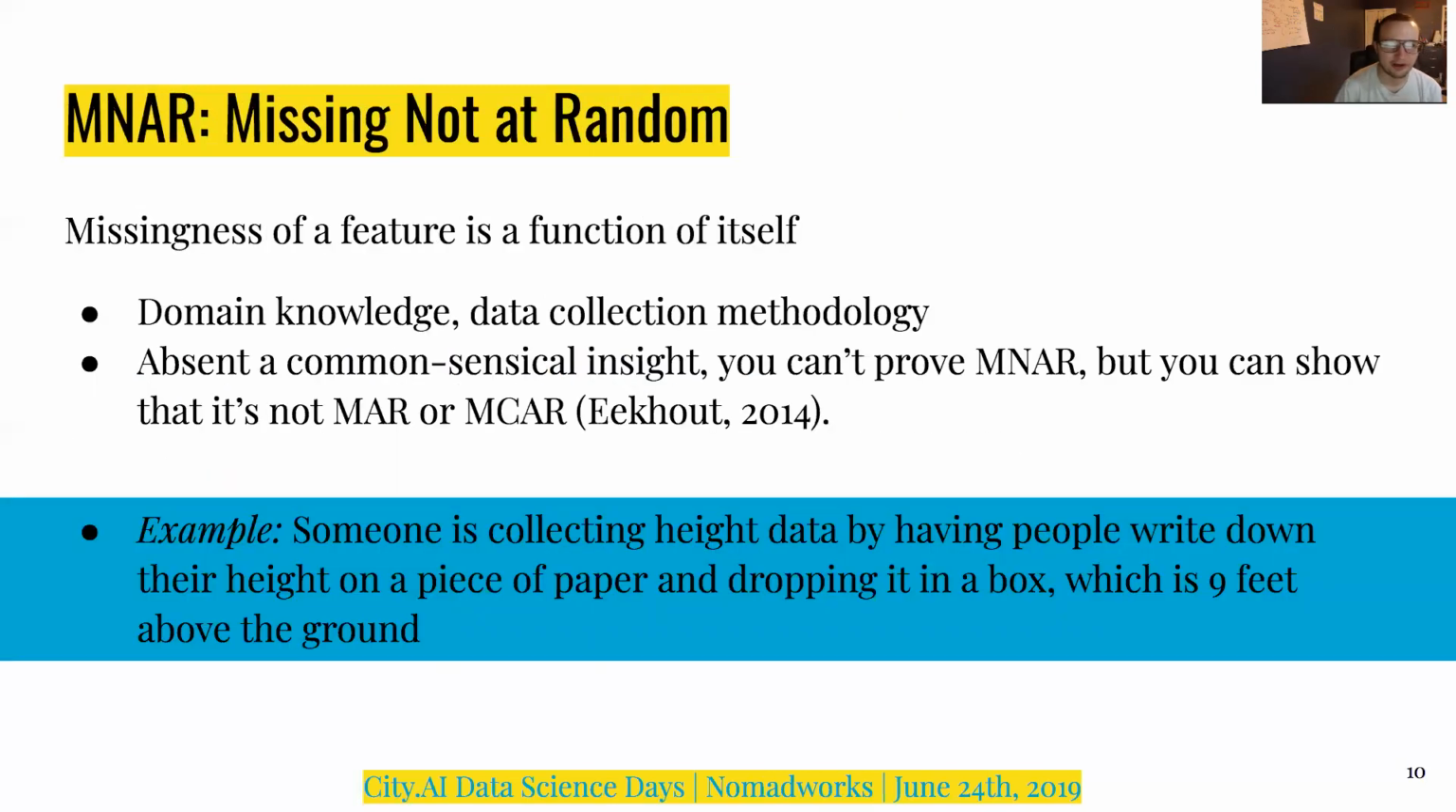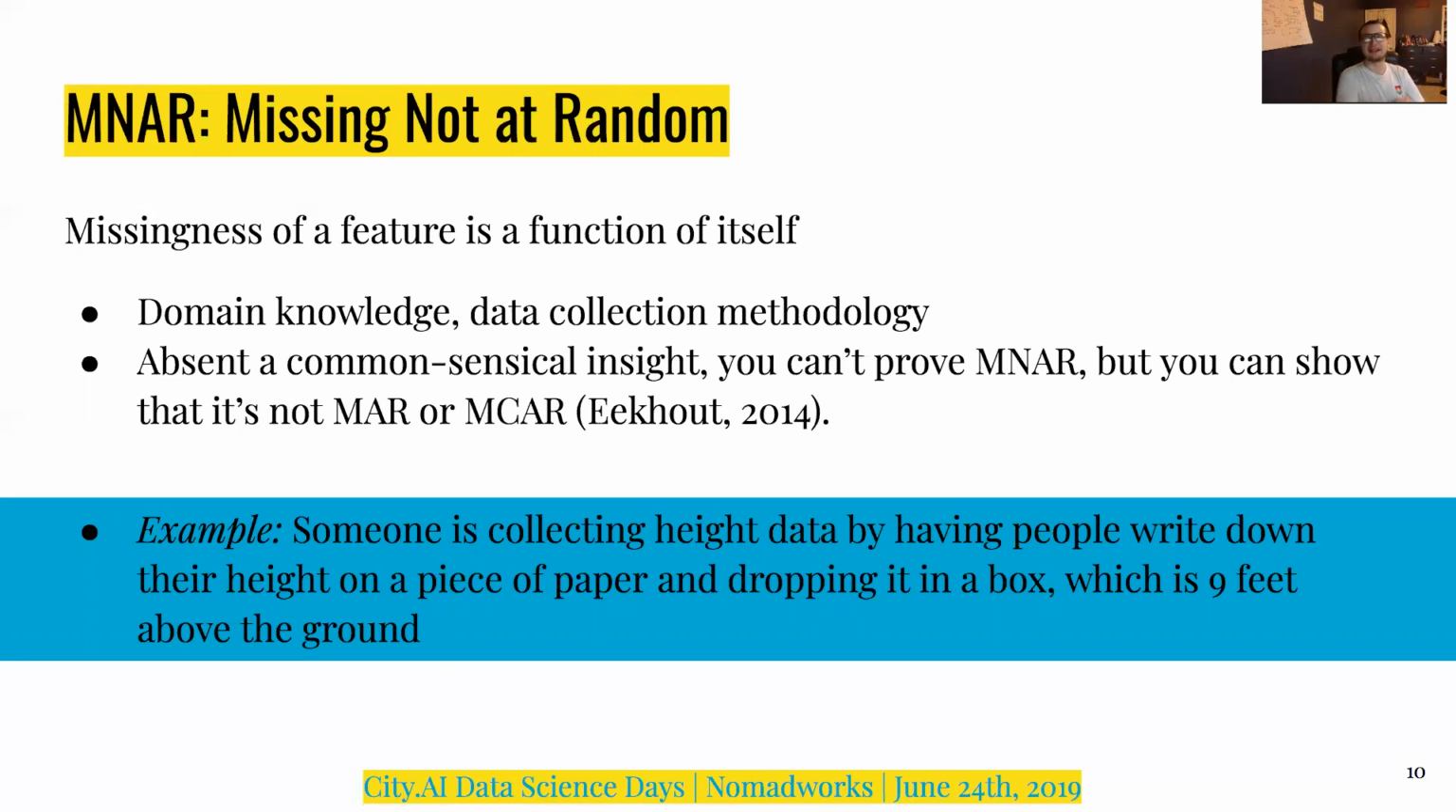So MNAR, missing not at random. Again, this is where missingness of a feature is a function of itself. The best thing you can do is domain knowledge, is data collection methodology. How much do you know about it? This could lead to some sort of commonsensical insight, as we'll see in this example. You can't prove MNAR mathematically, but there are ways you can mathematically show it's not MAR and it's not MCAR.